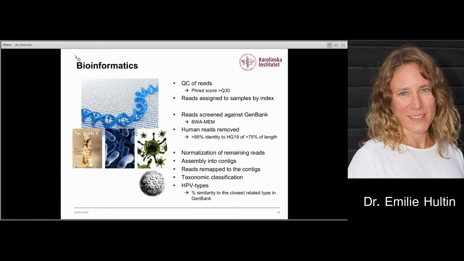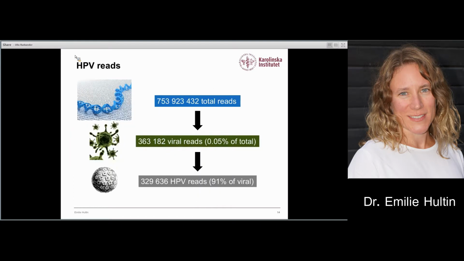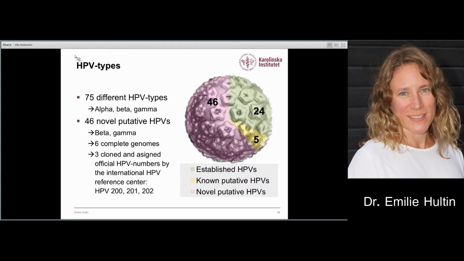In total, the sequencing generated over 700 million reads, and 0.05% were related to viruses. 91% of all the viral reads were HPV reads, 300,000 HPV reads. All those HPV reads were classified, and we detected from those 40 Condyloma samples 75 different HPV types.